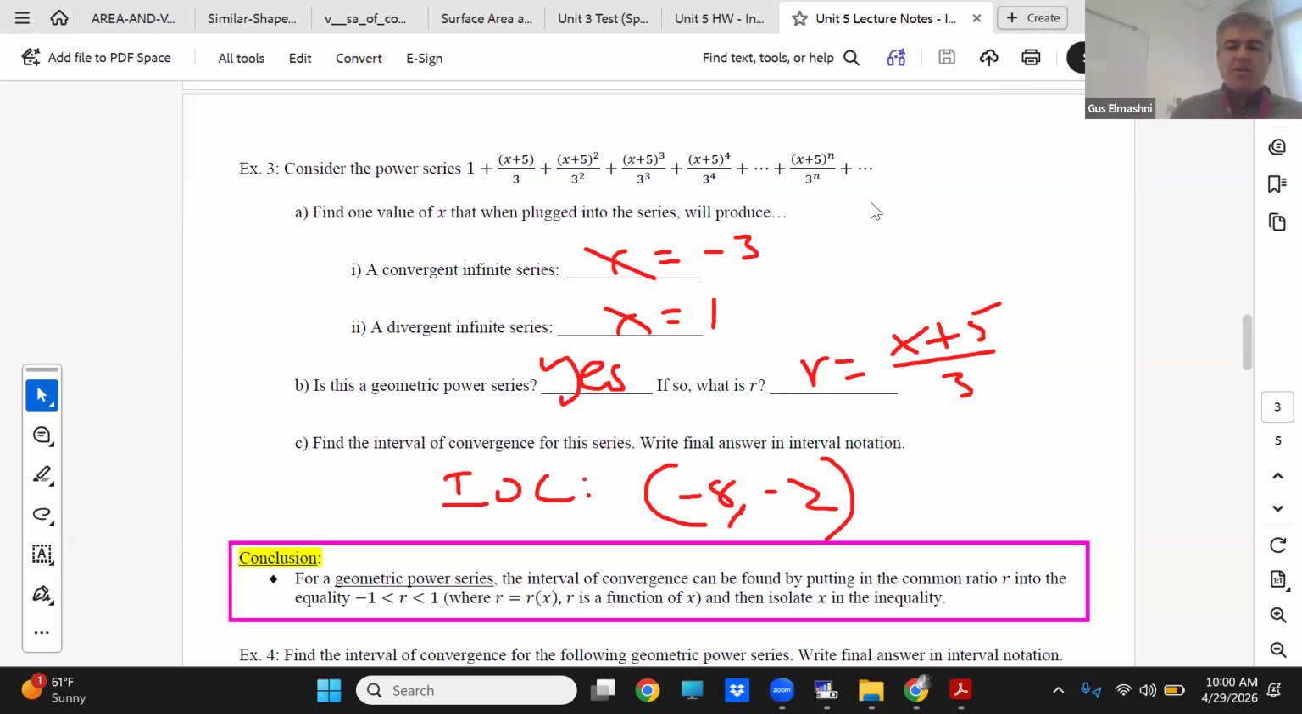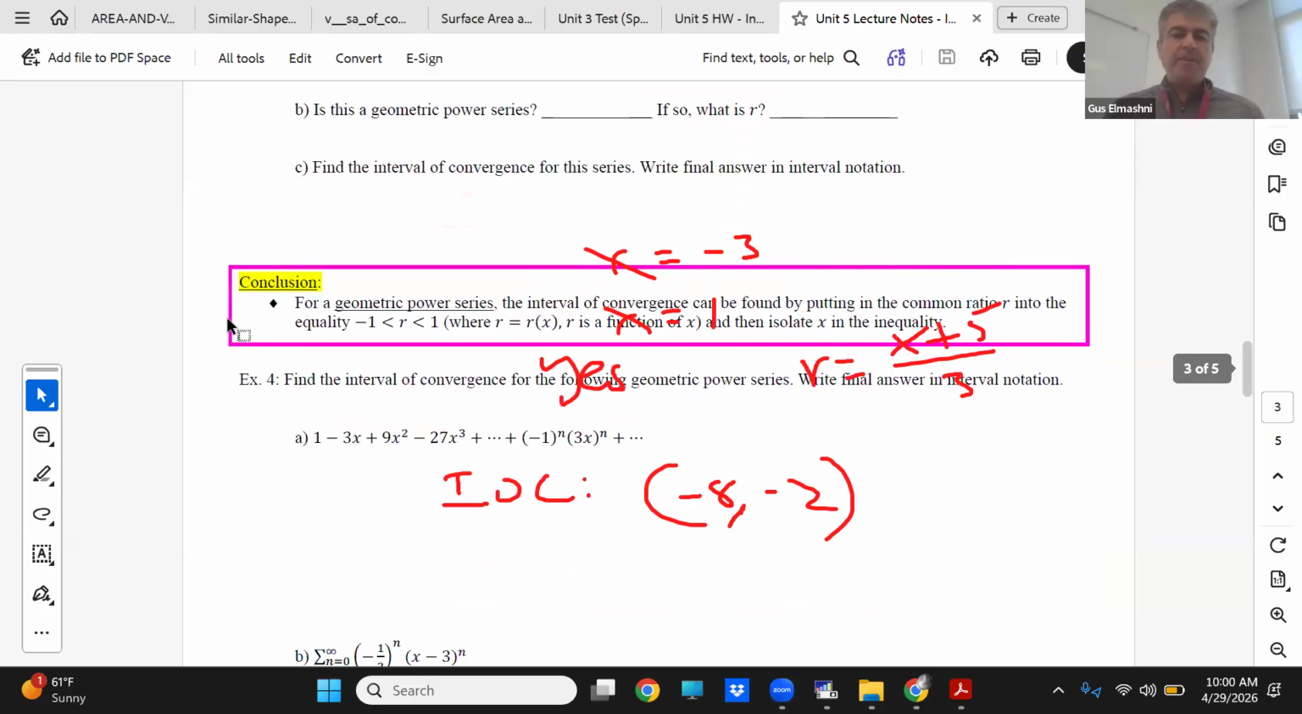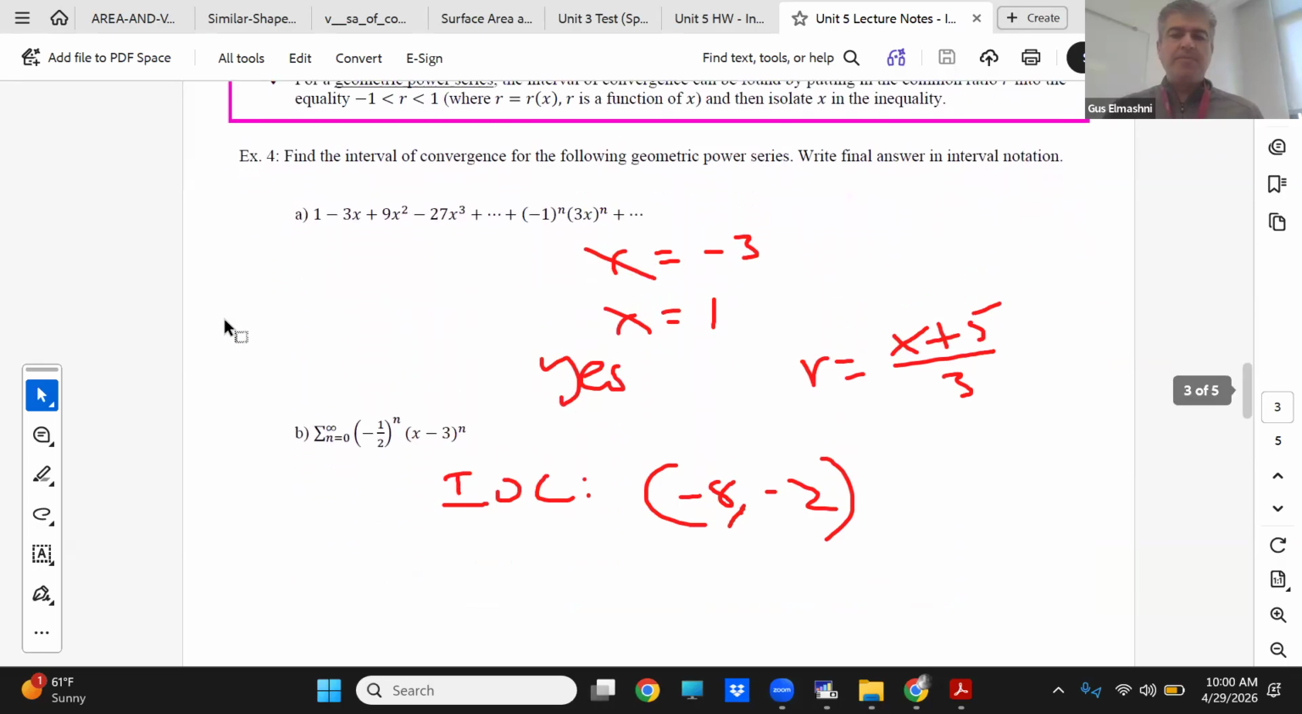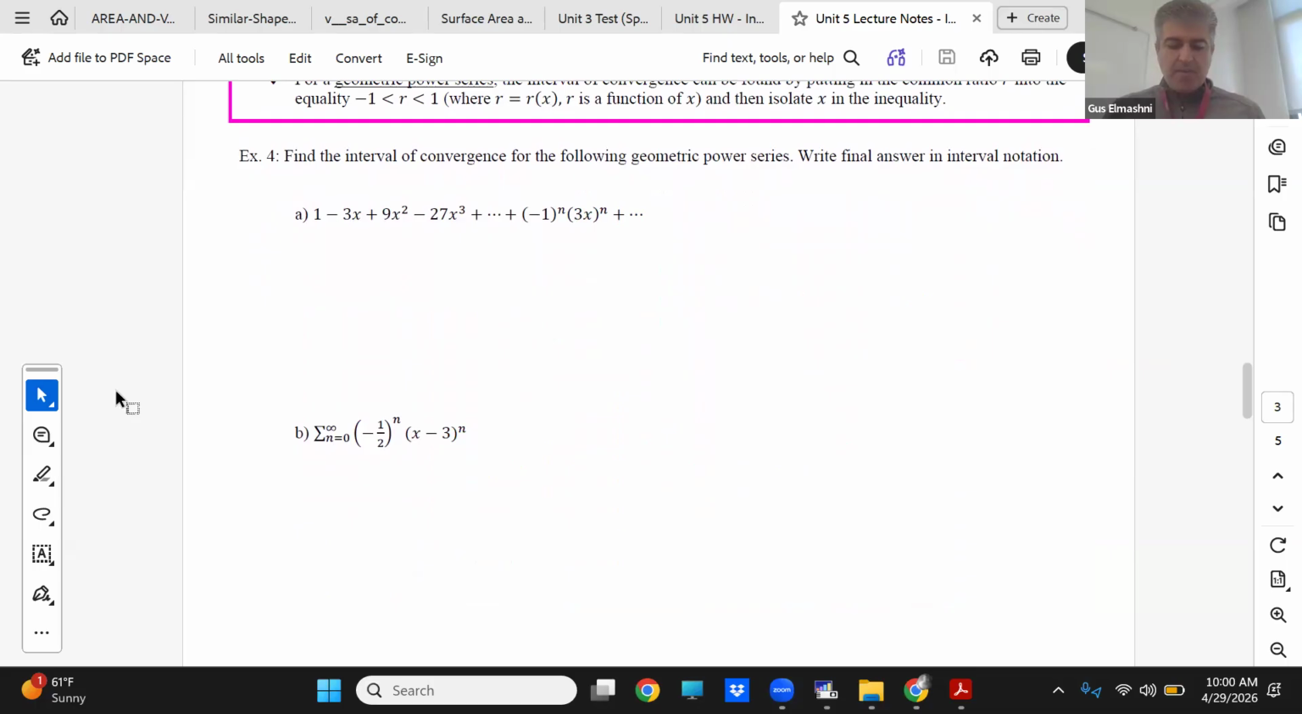So the conclusion: for a geometric power series, the interval of convergence can be found by putting the common ratio into the inequality between -1 and 1, and just solving it. That's all. So very, very basic, right? Okay, example 4. We're going to do something different this time. Actually, let's go back over here.